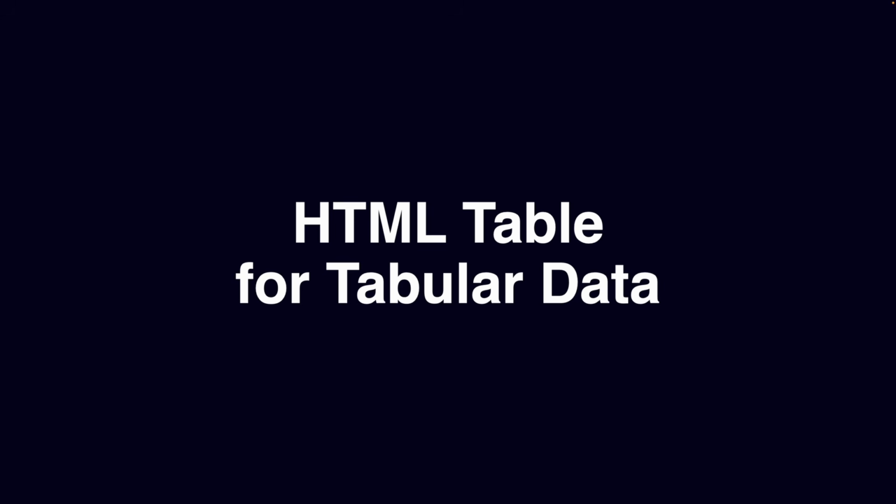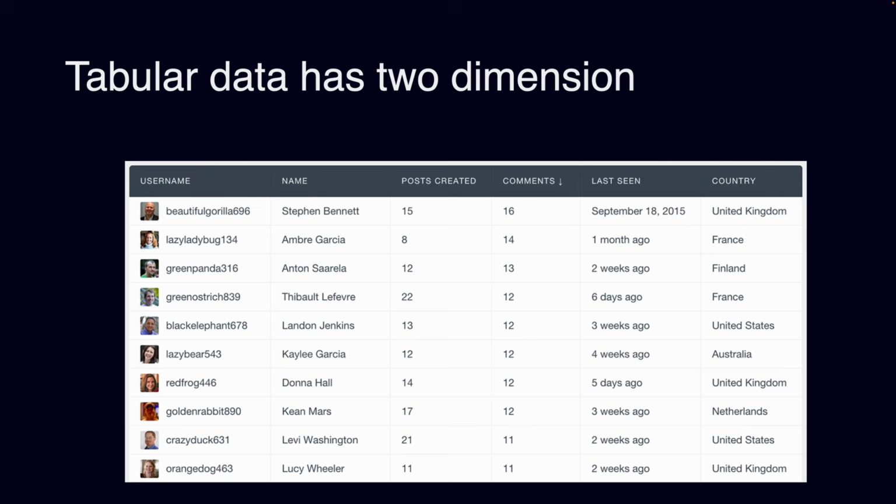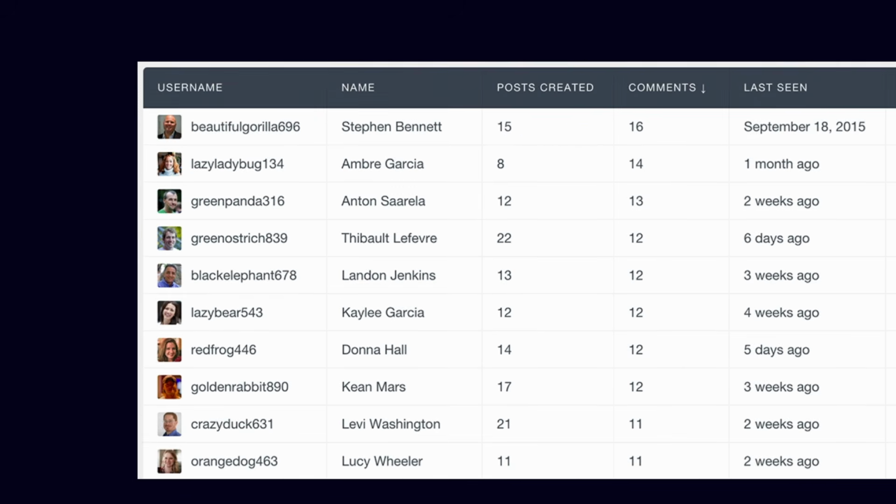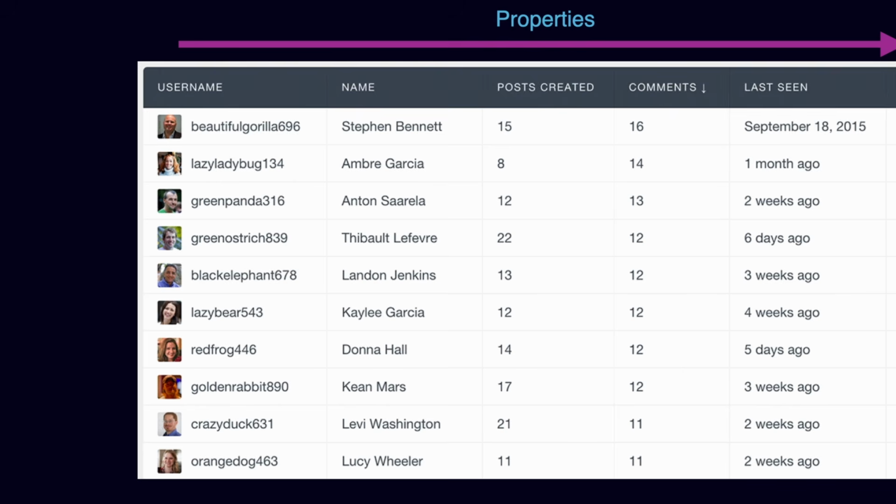Let's learn about HTML table element for capturing tabular data. First, let's understand what is tabular data. Tabular data, the data that is captured using tables, has two dimensions. The first dimension is the properties, and the second dimension is the instances. The idea is pretty simple. You have some instances, in this case I have some users, each of them will be a row in my table, and then I have some properties for those users that I would like to capture.